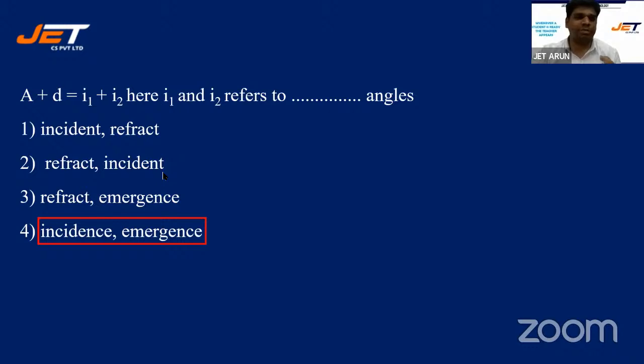At the angle of incidence, angle of emergence, I gave the names I1 and I2 for the student. That's just names. Some people also write I and E. I is for angle of incidence, E is for angle of emergence.